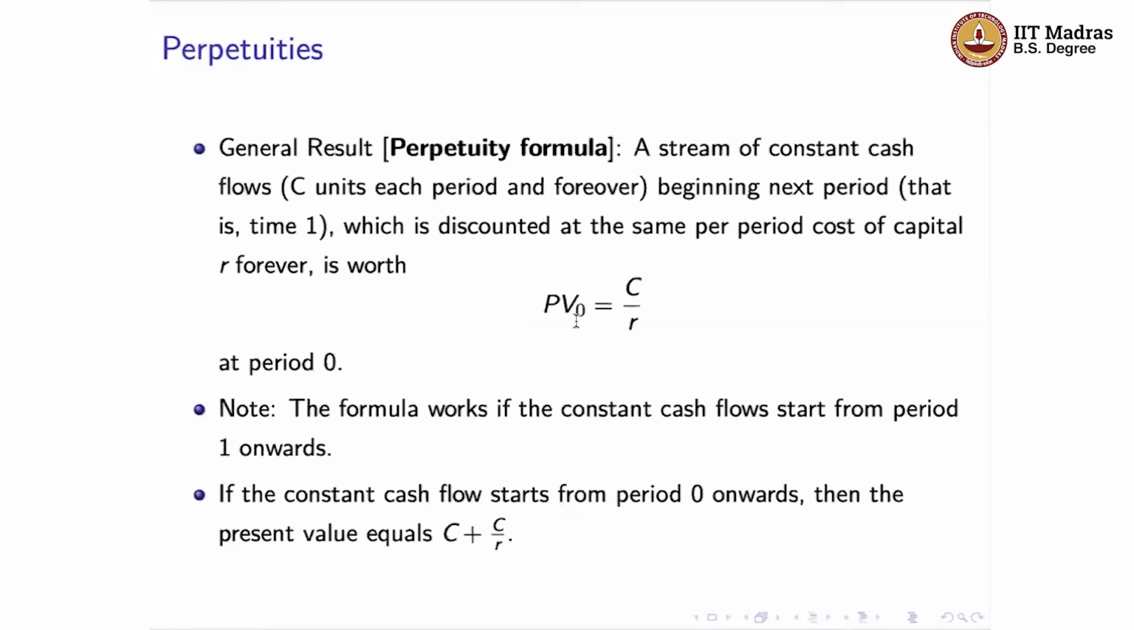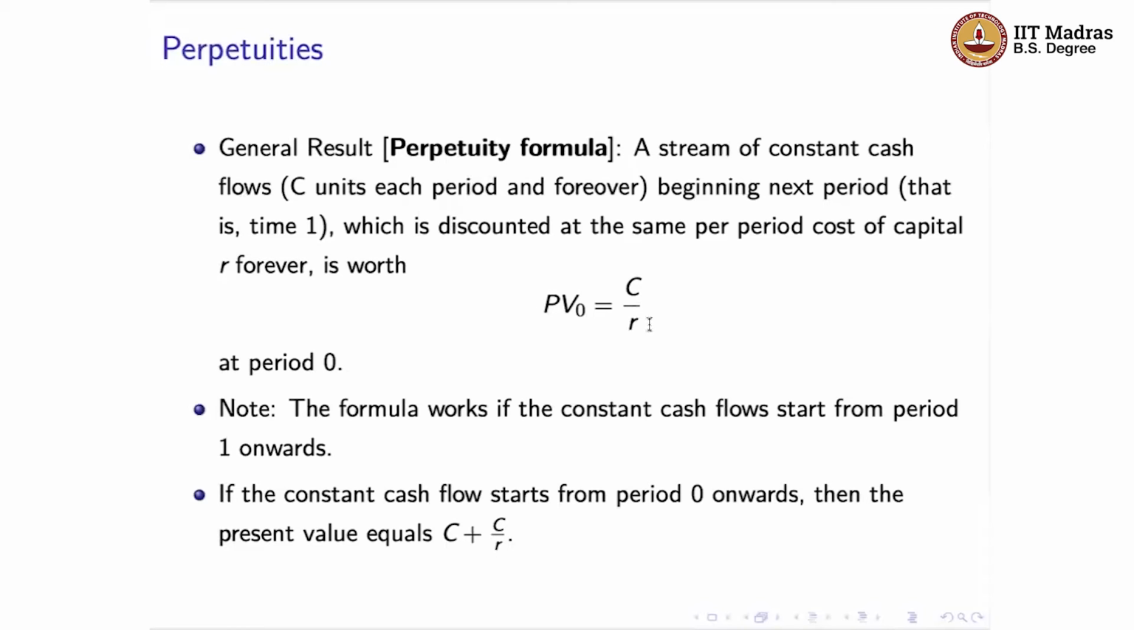One thing you have to be careful about when you apply this formula is to note that the first payment is actually going to begin one period forward, right? If instead you had the first payment beginning from period zero onwards, then this formula needs to be changed, and the present value actually becomes C plus C by R. So pay careful attention to when the payment begins before you start applying this formula.